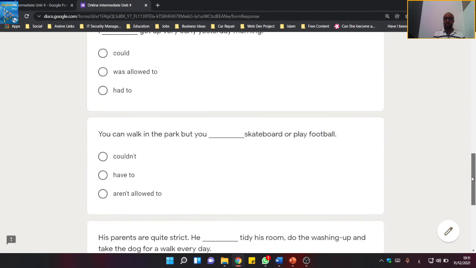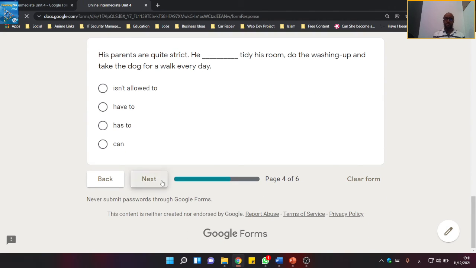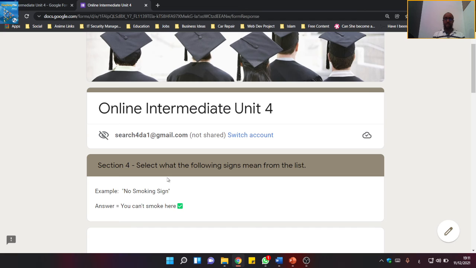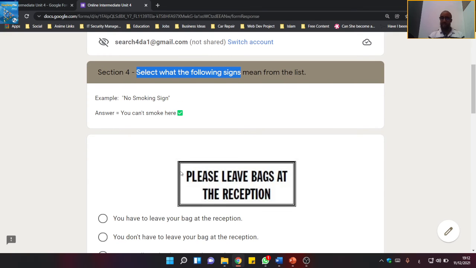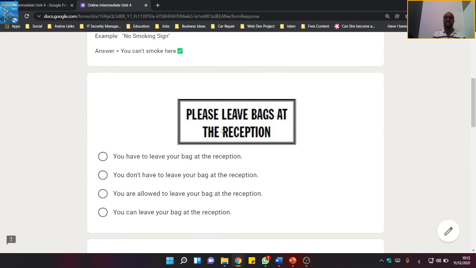The remaining three are yours. So let's look at the next section. Now, section 4, okay, what do we have to do? It says select what the following signs, remember the signs mean, okay? So here, for example, if you look at it, here we have a sign that says, please leave bags at the reception.